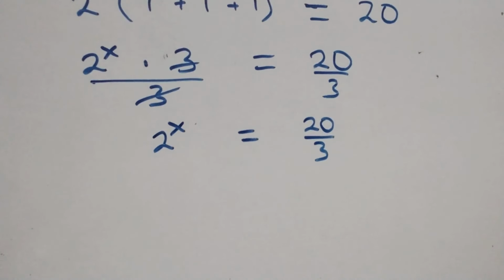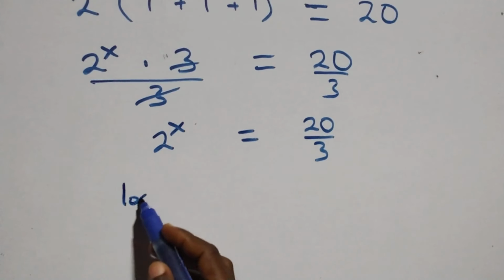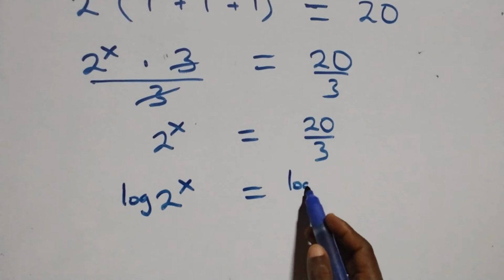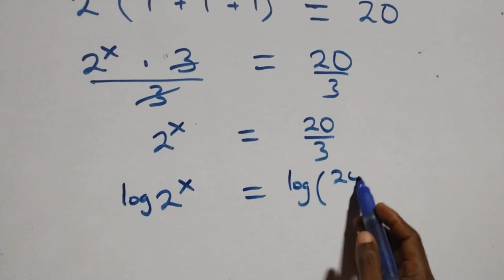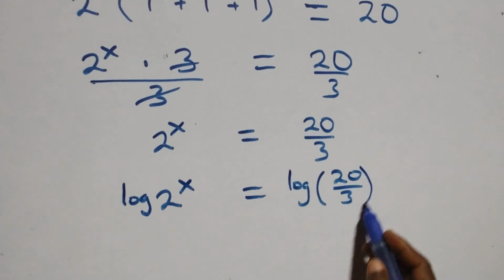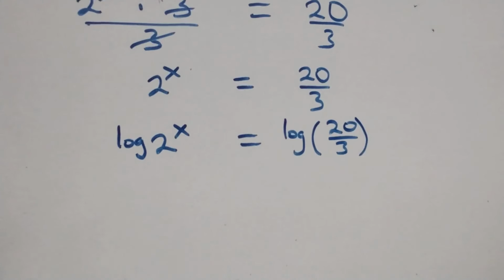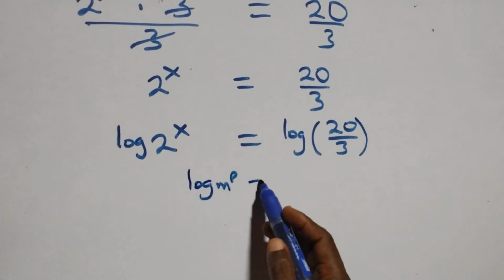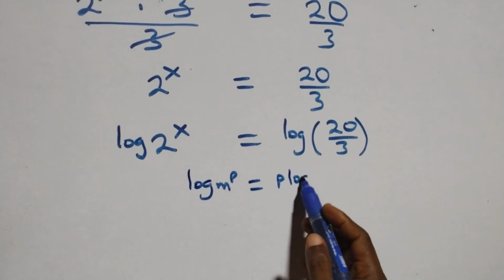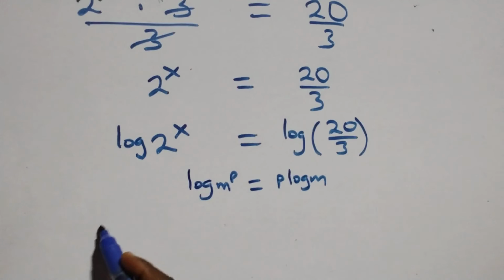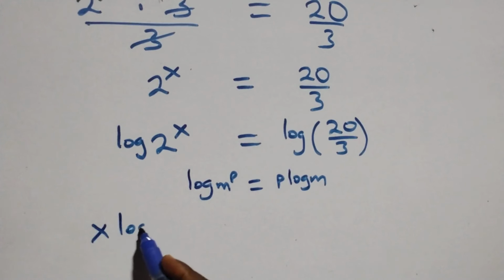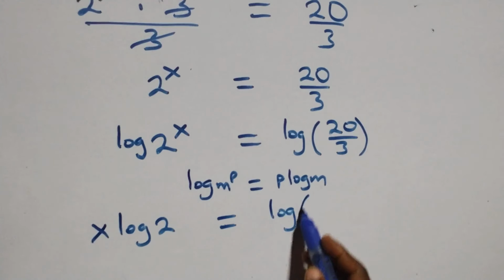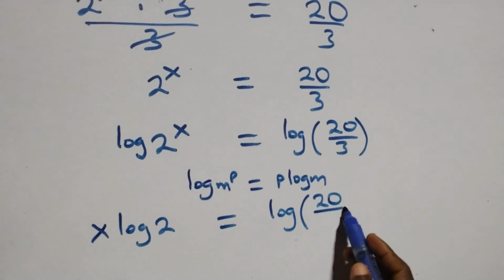The next step, we take the log on both sides. Here we have log 2 raised to power x equals to log 20 over 3. The next step here, we apply the power law of logarithm. When we have log m raised to power p, this is the same thing as p log m. And here we have x log 2 equals to log 20 over 3 here.